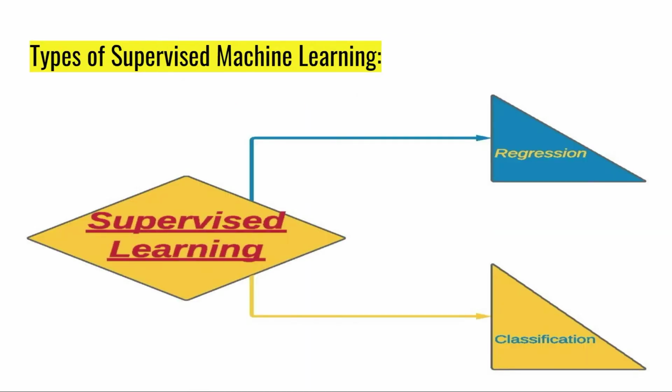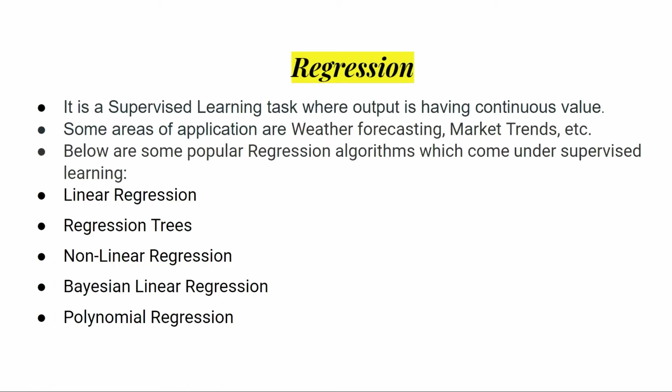Now we've already seen that supervised learning has two types, that's regression and classification. So let's go through regression once again. It is a supervised learning task where the output has a continuous value. Some areas of application are weather forecasting, market trends, etc. And below are some popular regression algorithms which we'll be learning later on in the series.